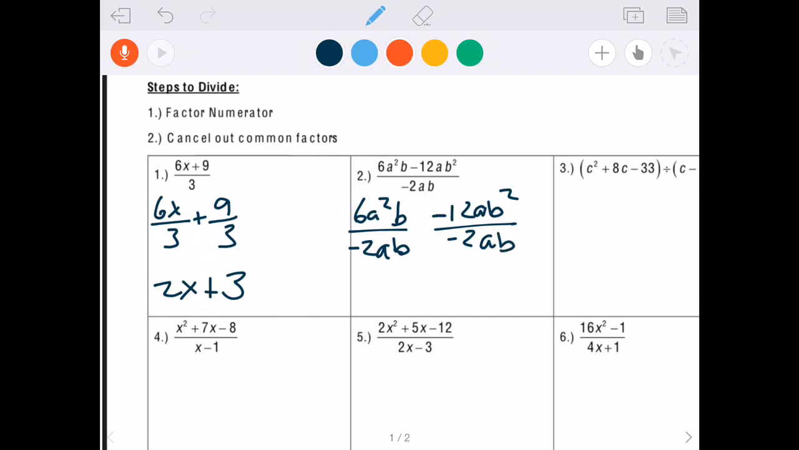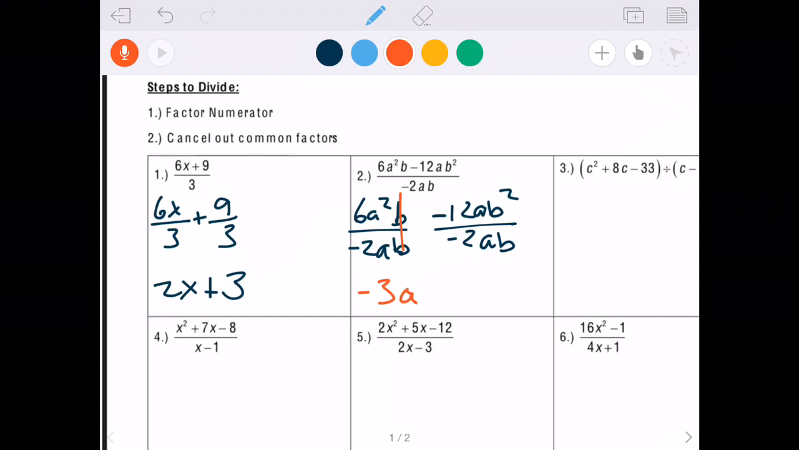So 6 divided by negative 2 is negative 3. We just spent this whole last unit talking about exponents. So hopefully we remember that a squared divided by a is just a. And then these b's actually cancel. B divided by b, those cancel.